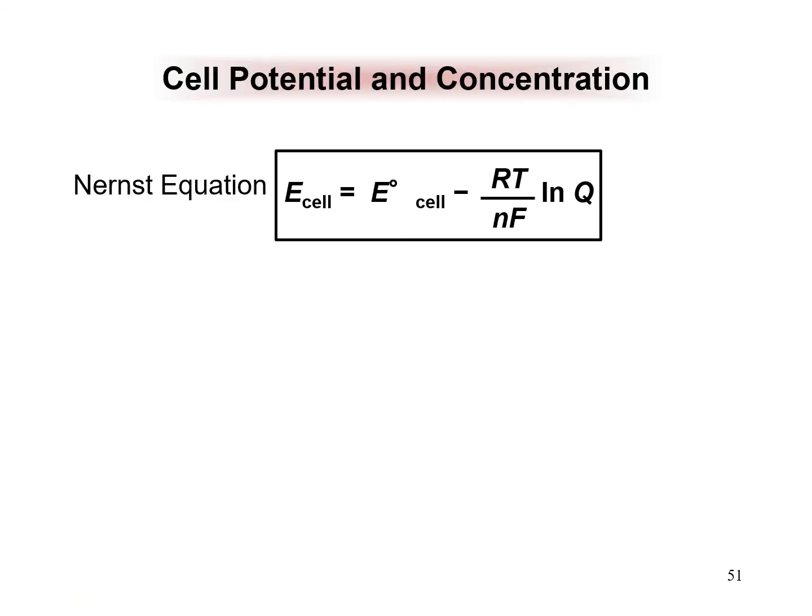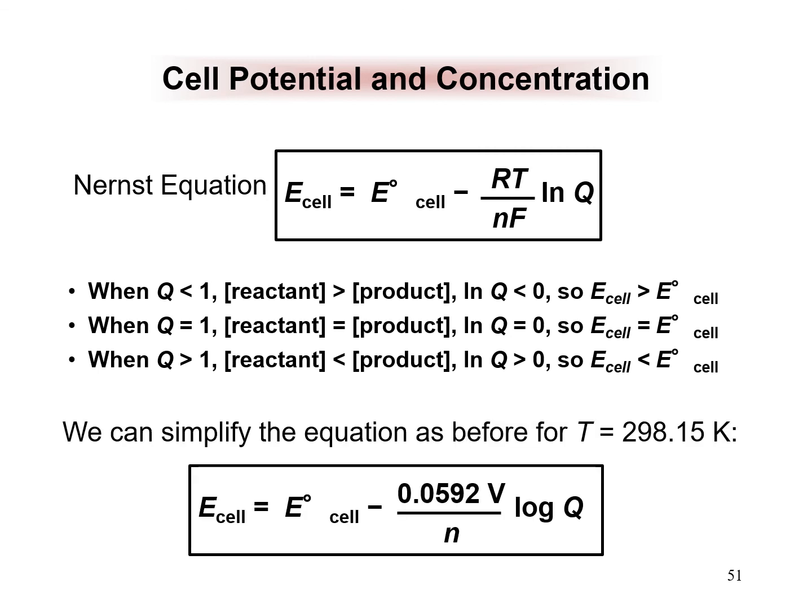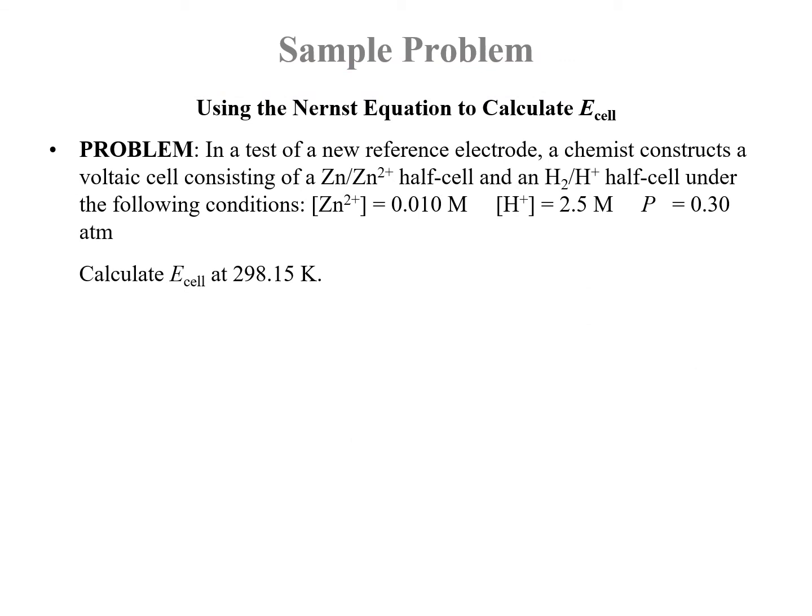Okay, let's try a couple questions. Using the Nernst equation to calculate E cell, this is an example. In a test of a new reference electrode, a chemist constructs a voltaic cell consisting of a zinc to zinc 2 plus half cell and a hydrogen to hydrogen plus half cell under the following condition. Zinc 2 plus concentration is given, proton concentration is given, and pressure in atmosphere is given. Calculate E of the cell at 298 Kelvin.